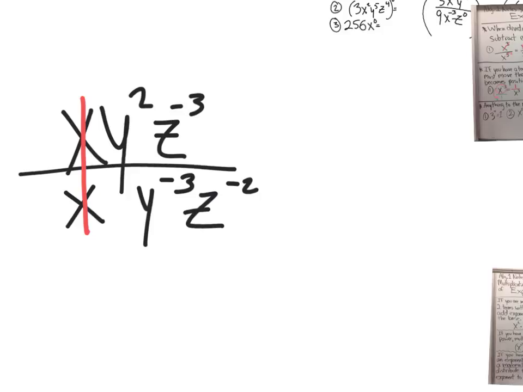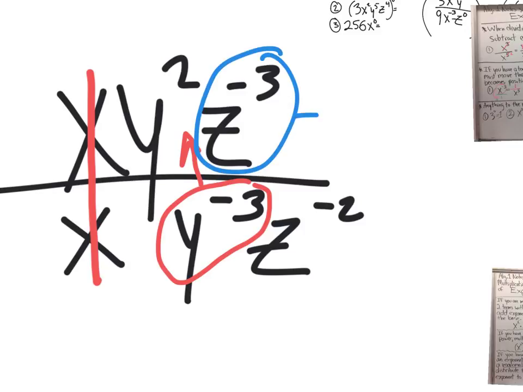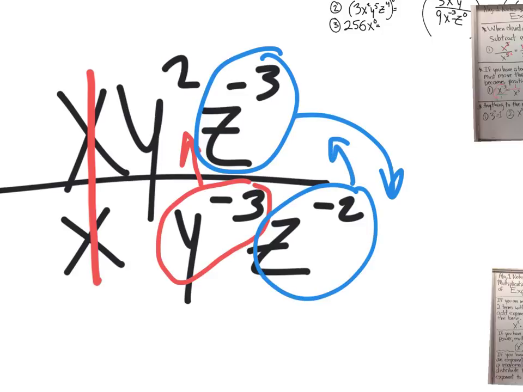So what I'm going to do now is I'm going to take this y to the negative 3. Let me zoom in so you guys can see what I'm doing. I'm going to take this y to the negative 3, I'm going to circle it, and I'm going to move it up right here. And both z's have negative exponents. So I'm going to take this z and move it down there. But I'm going to take this z and move it up here. It's like a football play on a piece of paper.